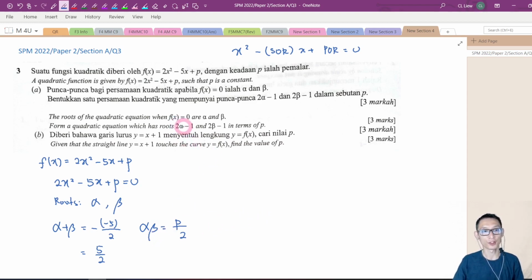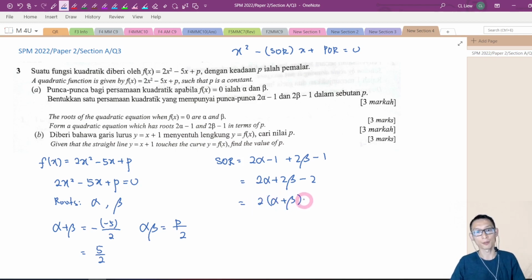Now, this is a new root. We want to find the sum of root, which is equal to 2 alpha minus 1 plus 2 beta minus 1. So 2 alpha plus 2 beta minus 2. So here I'm going to do some factorization. You will get alpha plus beta over here. 2 times alpha plus beta minus 2. Do we have this? Yes, which is 5 over 2.